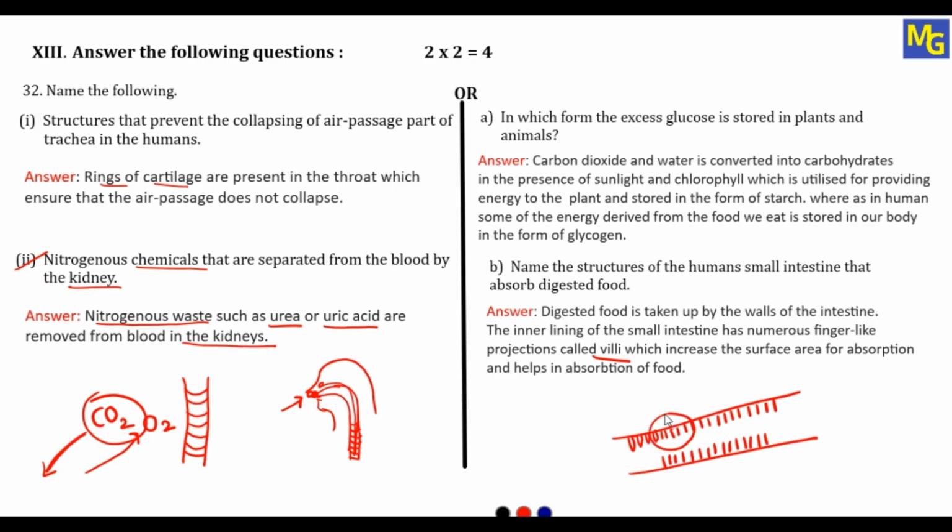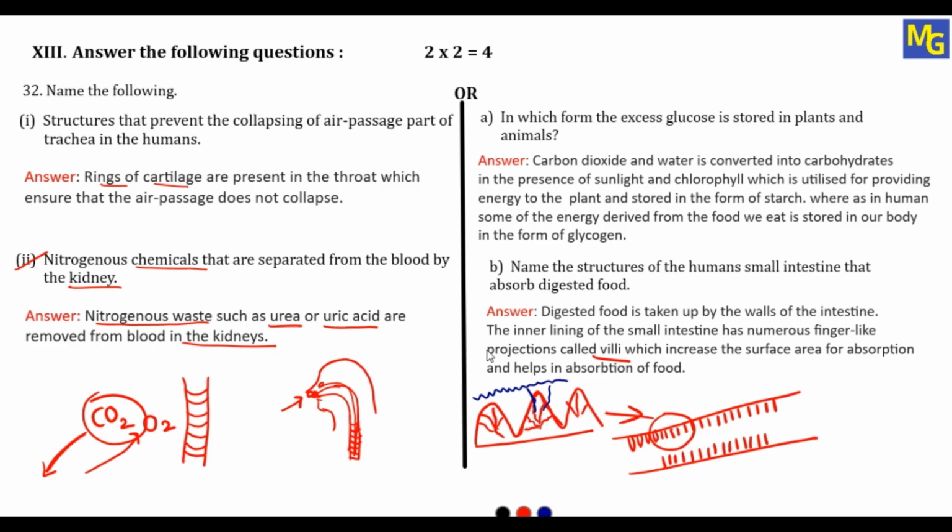If you zoom in and see, it will look like this. Imagine this is the wall of the intestine. So this is one villus, this is the second, this is the third. This is the surface area of the villi, which can absorb, because all these villi have blood capillaries inside. These blood capillaries help to absorb the digested food. Now see what happens. Imagine this is the food moving through the small intestine. These capillaries will absorb these food materials with the help of the villi.